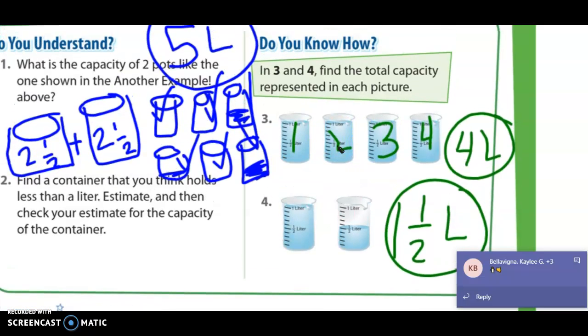Liters is something so fun to do, and you can practice it in your own kitchen at home, just measuring and estimating, getting a little bit better at finding the capacity of things. So just keep working hard on that. Let me know if you have any questions or if you need any help determining something that is close to a liter. You can send me a picture and I'll let you know if I think it's pretty close to a liter.